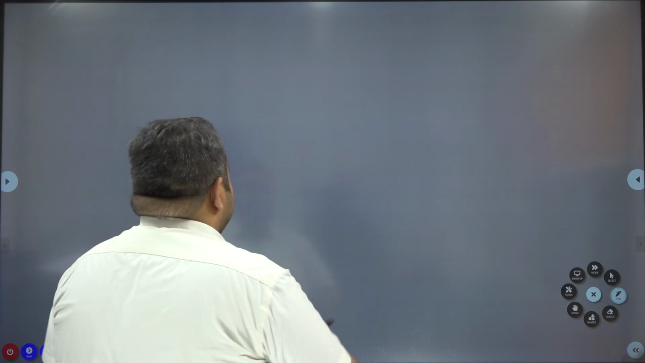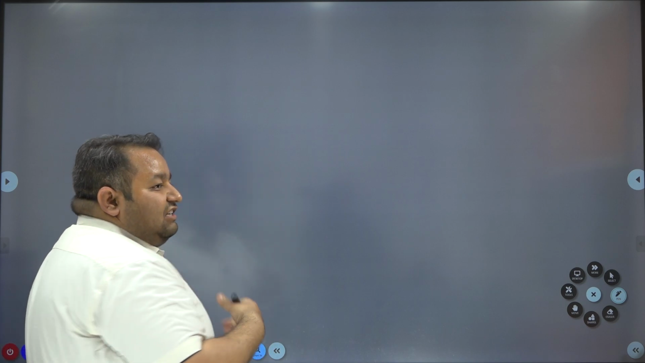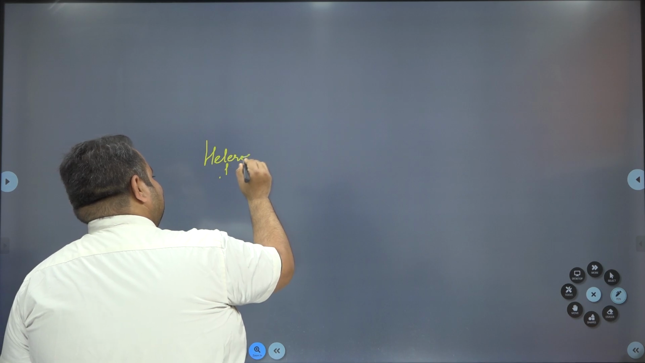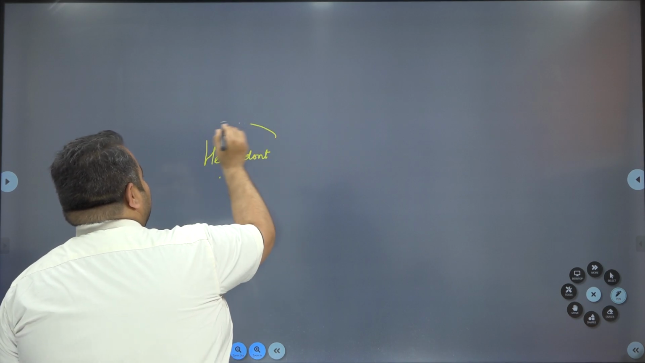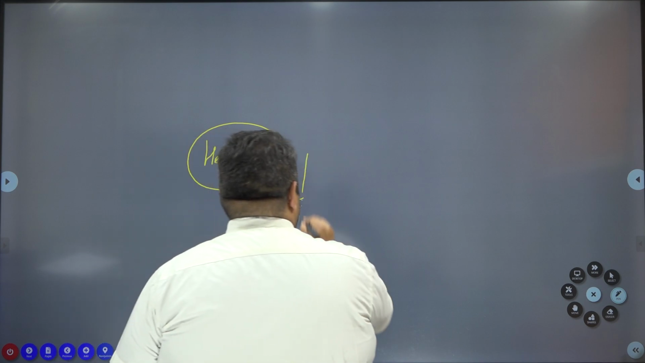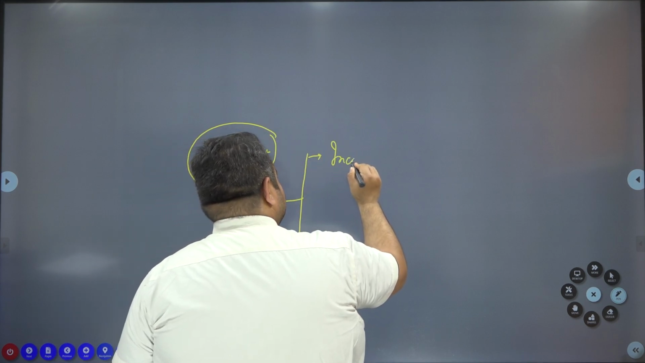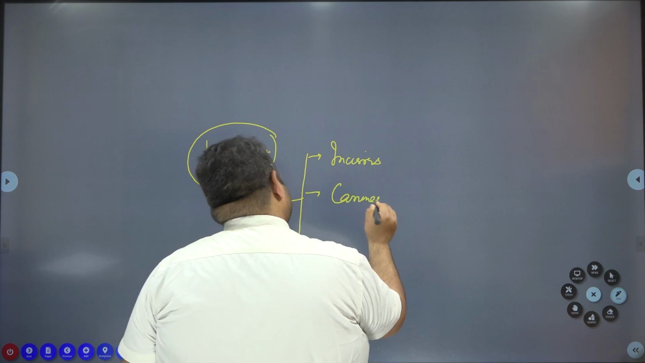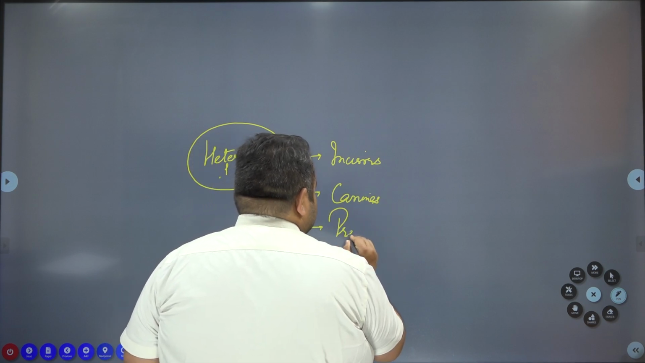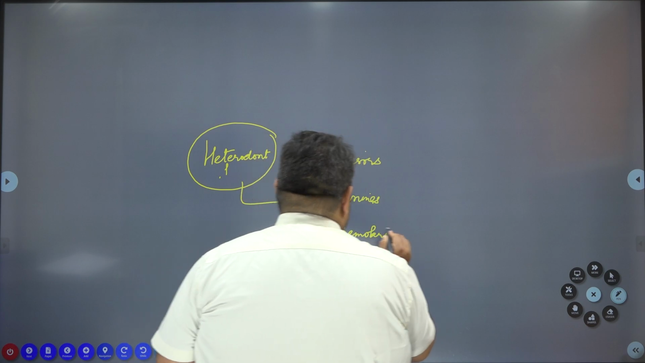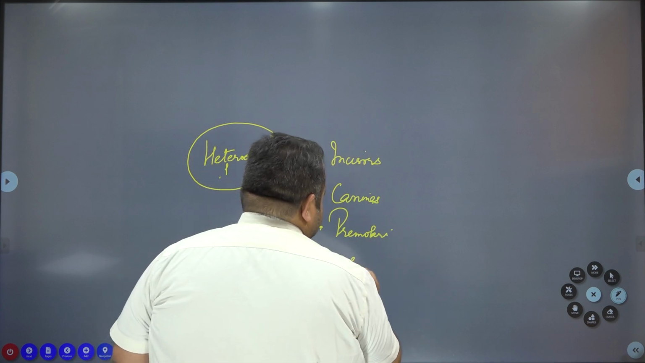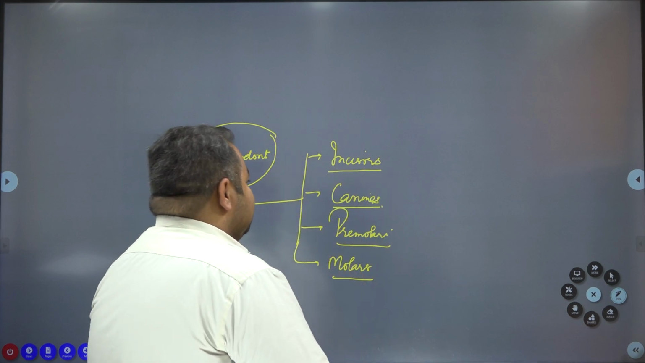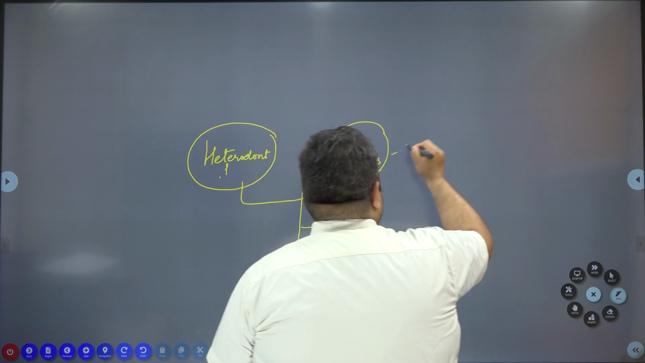Now, on the basis of the structure of teeth, we are also known as heterodont, because we have different types of teeth present in us. We have the incisors, canines, premolars and molars. Incisors are for the process of cutting and biting.